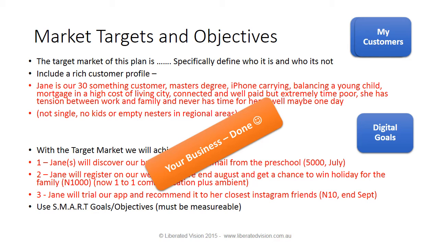to register as well. And maybe we have some other synergies with some ambient signage or other things going on as well. Then the next one is that Jane will trial our app, and we have an app that maybe helps her organise her time or whatever else it is, by the end of September, and probably download it and use it and recommend it to her closest 10 Instagram friends. So again, 10 people to do that.